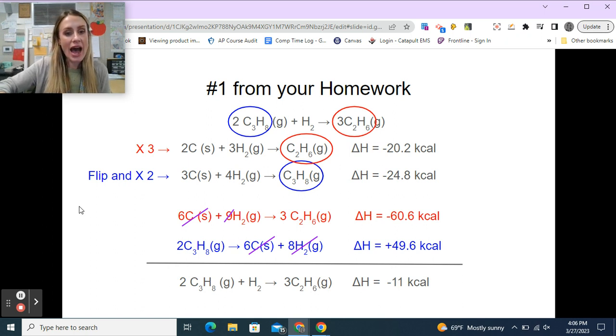So here I get 2 C3H8s plus hydrogen, just 1, because remember I still had 1 left over there. And that reacts to form 3 C2H6s, and then adding up negative 60.6 plus 49.6, I end up getting a negative 11 kilocalories per mole for this overall chemical reaction. So there's your 3 examples for Hess's law.